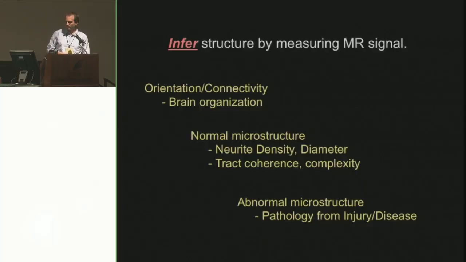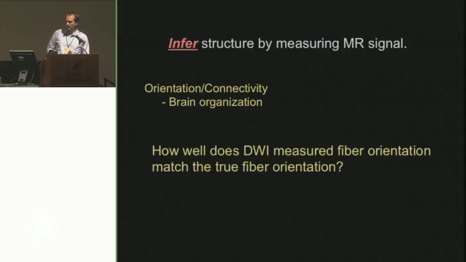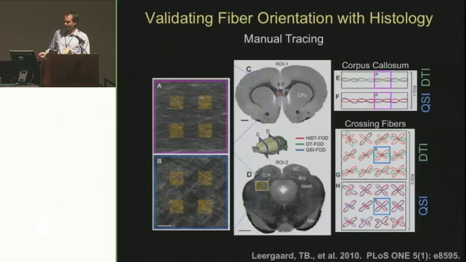And then followed up where things get really crazy is abnormal microstructure. So when we're trying to investigate some pathology, whether it be from injury or disease or other modulation, it's really where things get much more complex. So to start out, how well does our DWI, or diffusion weighted imaging, our fiber orientation at the local level match our true fiber orientation?